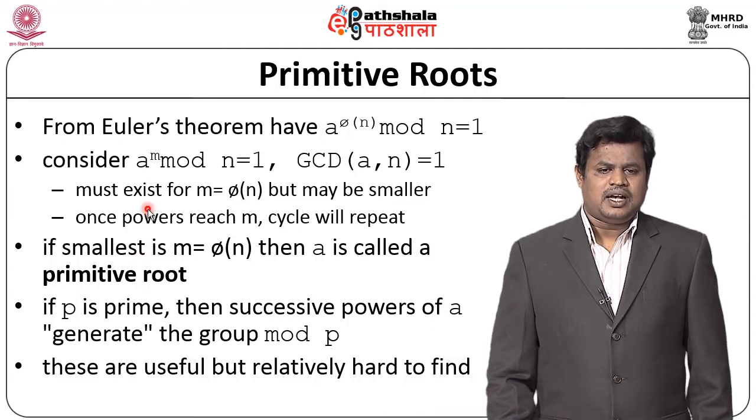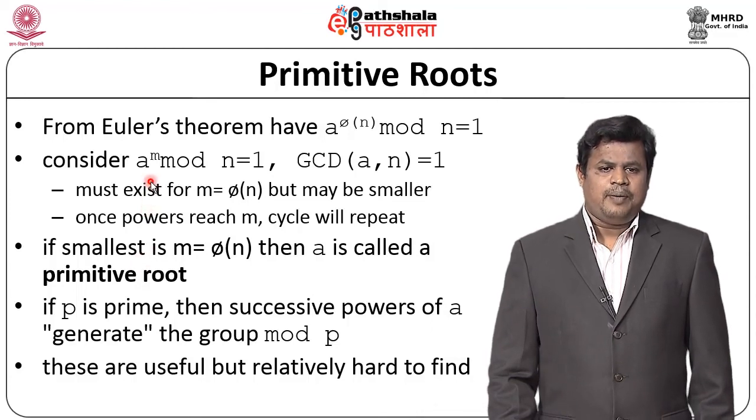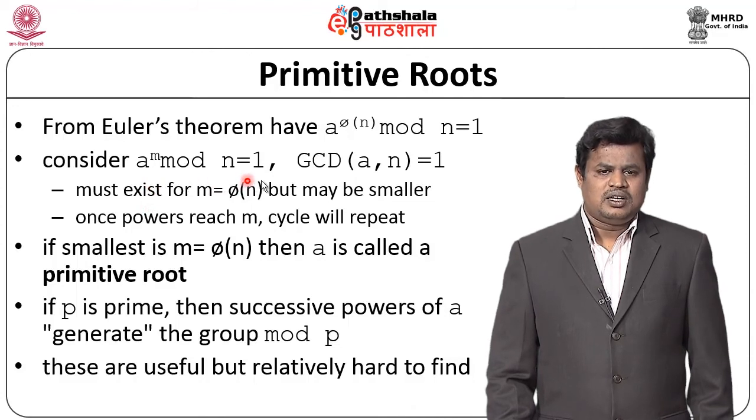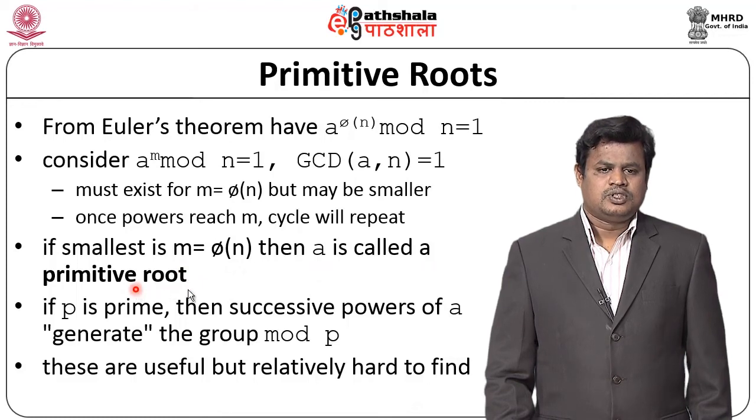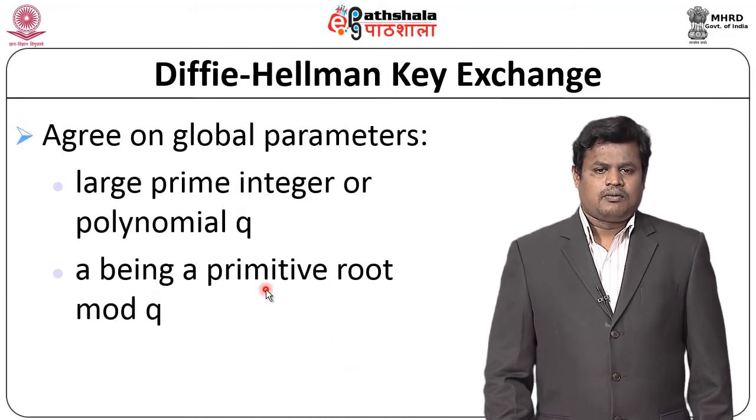So it is mentioning that if a power m mod n is equal to 1, and a is relatively prime with n, then there must exist m, the smallest m, equal to phi of n, and then a is the primitive root. So we have to choose G in such a way that it must be a primitive root.